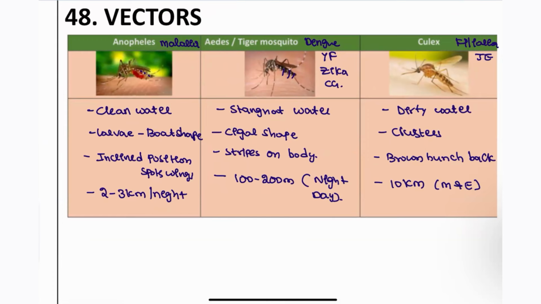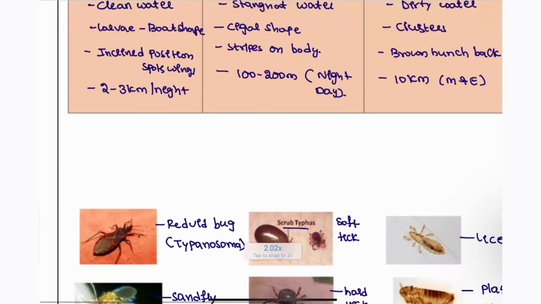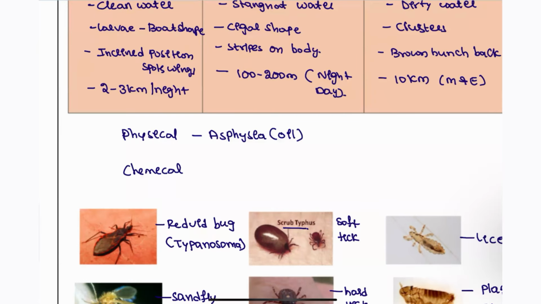Next, these are the barriers that we are going to use. First, physical, by asphyxia, which is caused by oil. Okay. Next, chemical. These are for eradication. Malathion, Paris green.